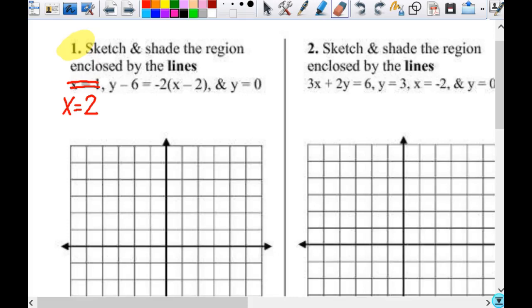Okay, so this piece of paper you have tells you on each one of them to sketch and shade the region enclosed by the lines, and the word lines is bolded because you need to make sure you're actually graphing a line. When you graph something, how do you know when you look at it that it is a line? It is straight and has arrows on it, right? So you need to use a straight edge and make it long like a line.